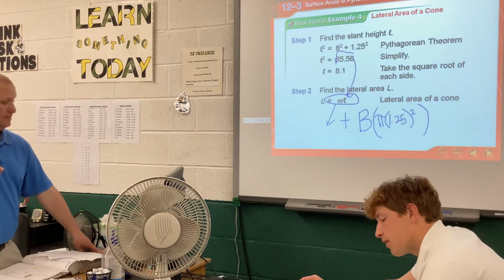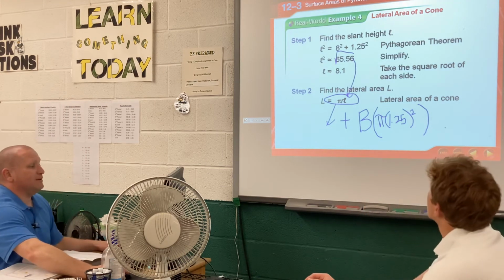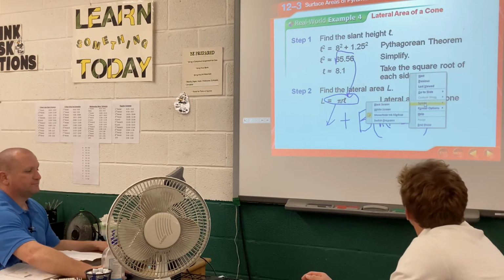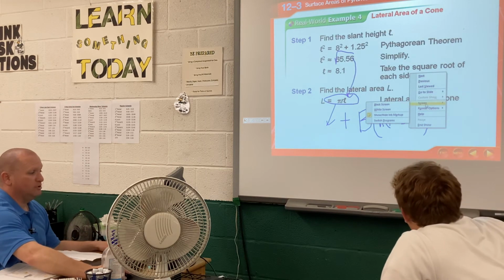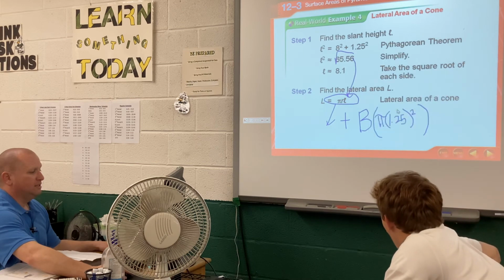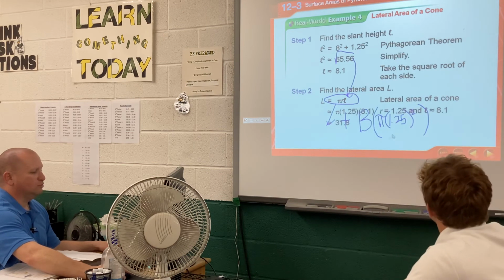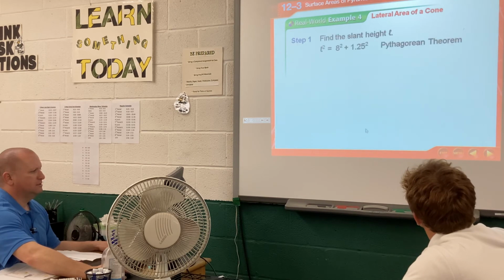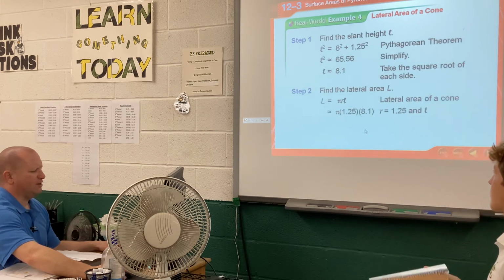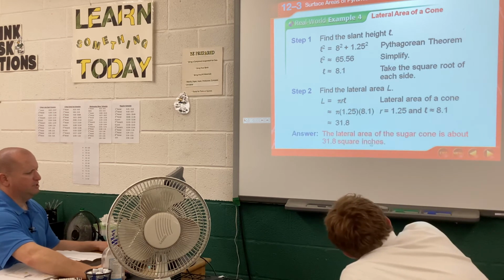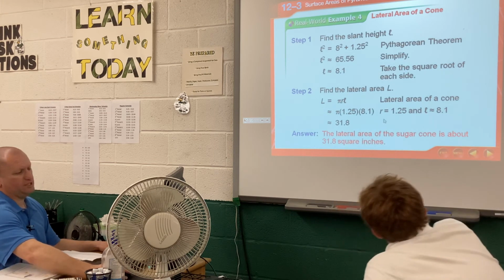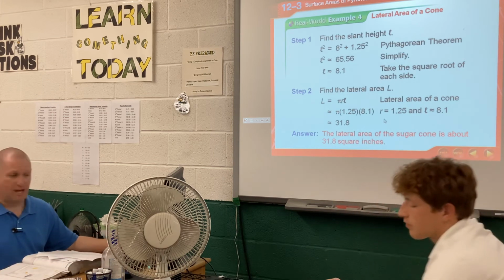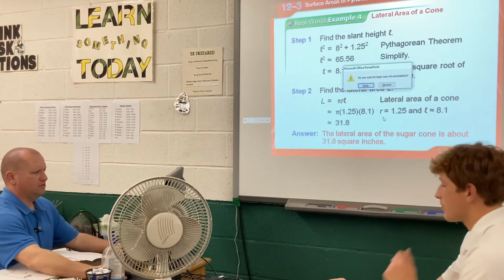And then again, the answers. And then again, make sure what? Label. That you have your label. And so then, in this case right here, that was funky. 31.8. Yep. And I think they only asked for the lateral on this one. So 31.8 square inches. We just went farther because we actually got the surface area. Cool. Okay.